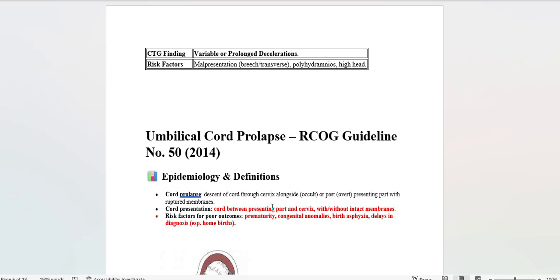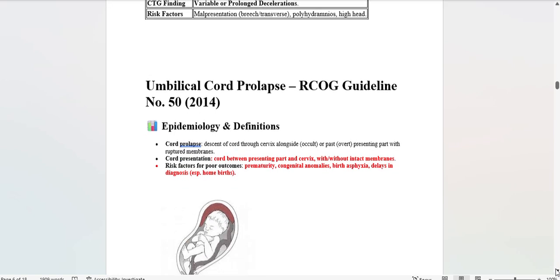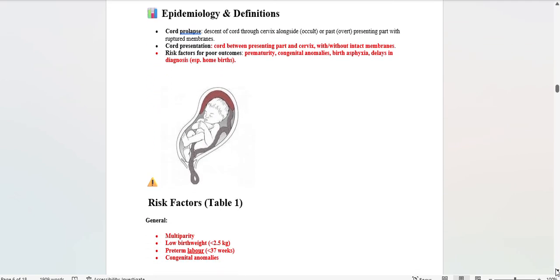Risk factors for poor outcomes: prematurity, congenital anomalies, birth asphyxia, delays in diagnosis, especially in home birth. So knee chest position is the most important thing, and the stage of labor. If the patient is in second stage, we will immediately deliver the baby by vaginal birth, right? And if the patient is not fully dilated, then we will do the caesarean section immediately within 30 minutes. Until that time we have to give oxygen to the female.